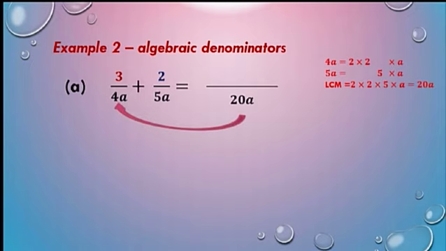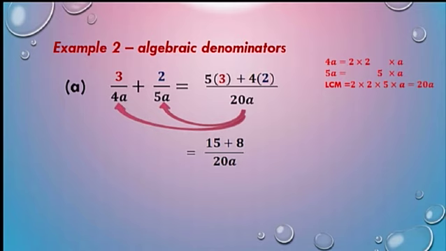We take this 20a, we divide it by 4a. Then we multiply the 5 with 3. Then we take the 20a, we divide by 5a, which is 4. Then we multiply it by 2, which is the numerator of the second fraction. Simplifying the numerator, we have 15 plus 8 over 20a. 15 plus 8 is of course 23 over 20a.